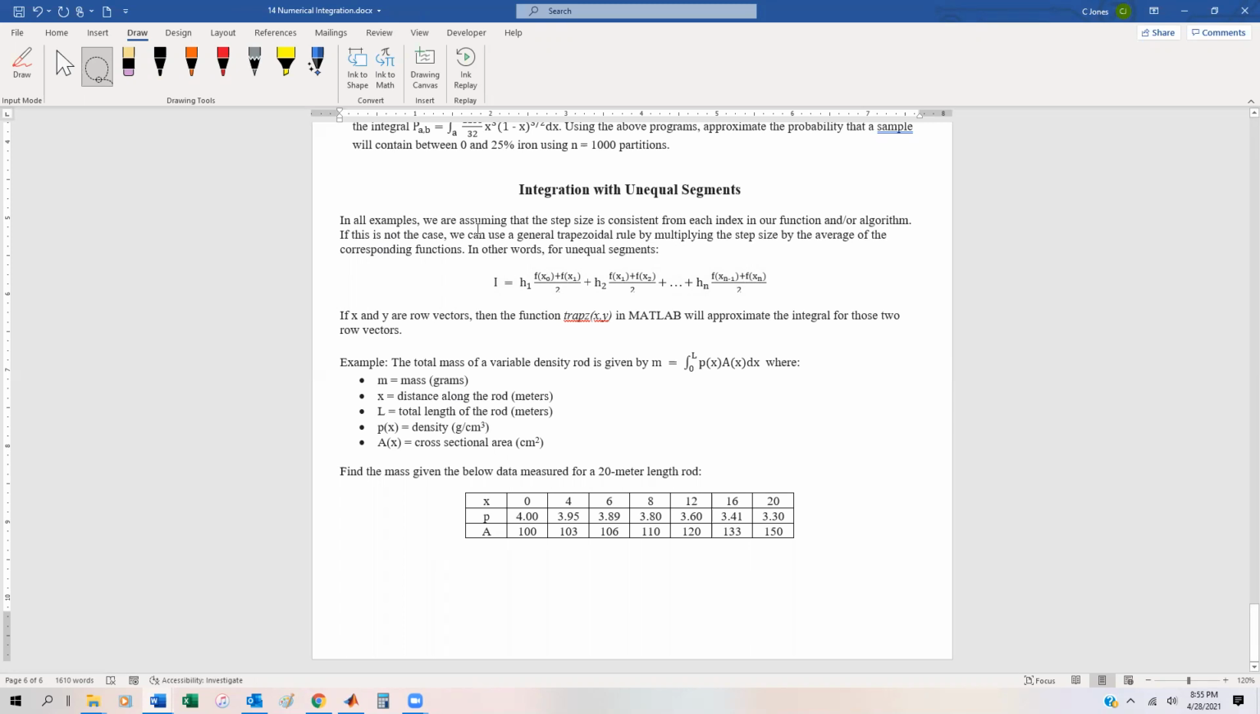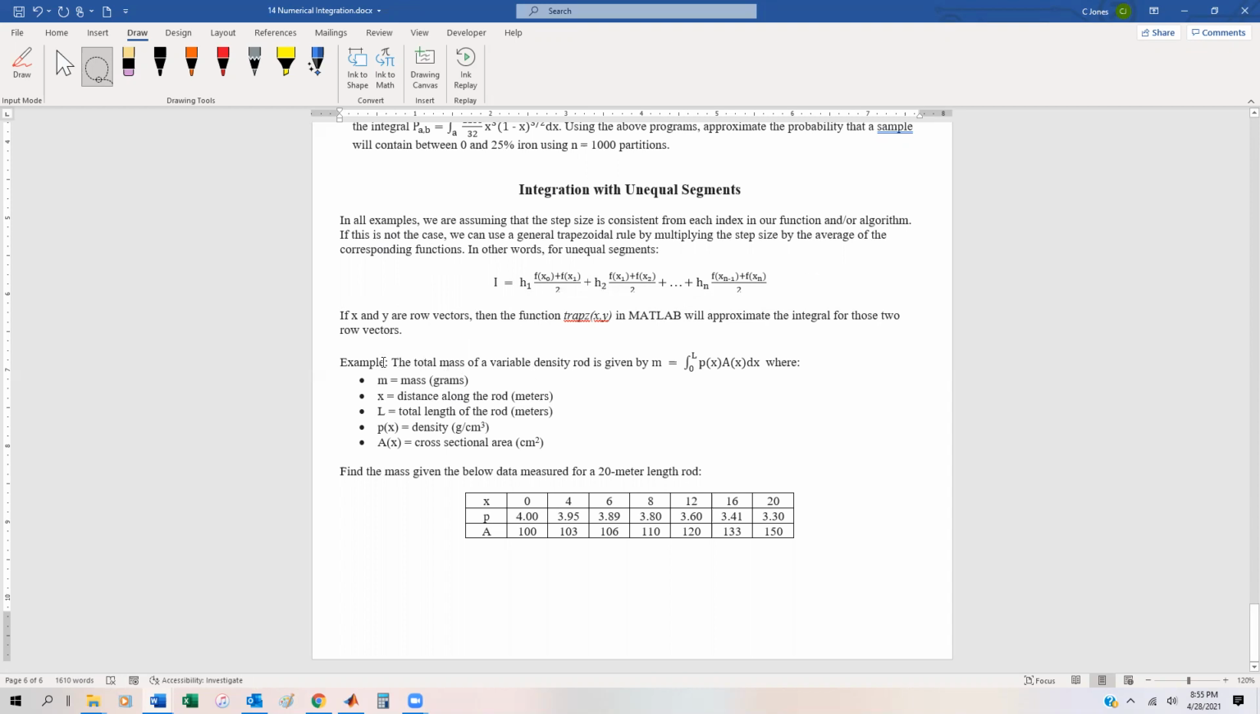Now, a really nice way to do it is to just use Matlab and use the function trapz. If x and y are numerical row vectors, then we can easily produce an integral for those values. What it does is it literally goes through and uses the trapezoidal rule to find the integral numerically. All right, so let's take a look at an example of where we might use this.